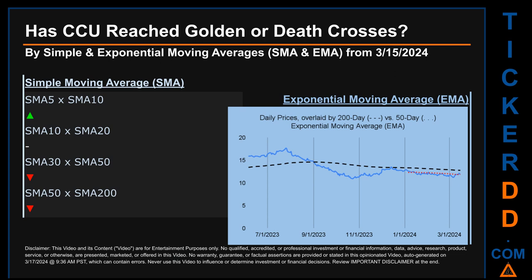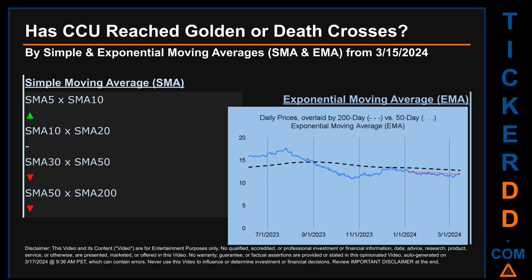Has CCU price reached golden or death crosses? Golden cross and death cross are basic signals that compare average prices across two specified trade day ranges, a short-term versus a long-term range. For example, 5-day versus 10 trade days. Essentially, a golden cross is a bullish signal. It appears when a ticker's short-term moving average crosses above its long-term average. Vice versa, a death cross is a bearish signal when the short-term crosses below its long-term moving average.